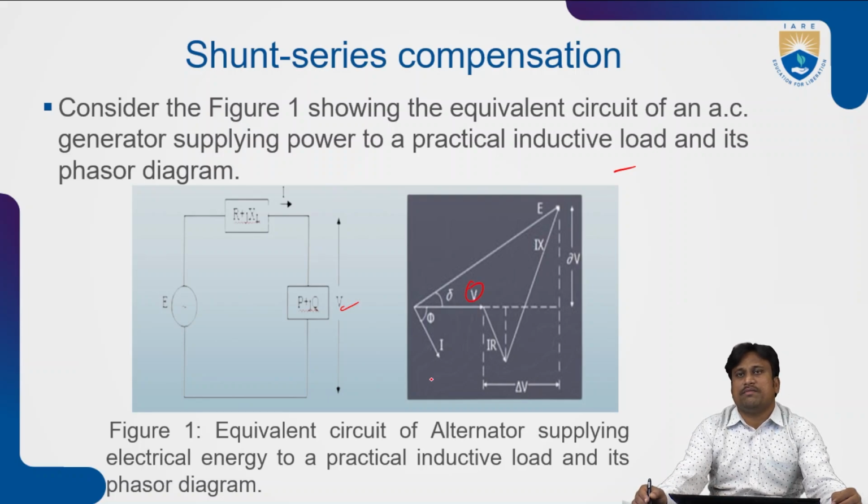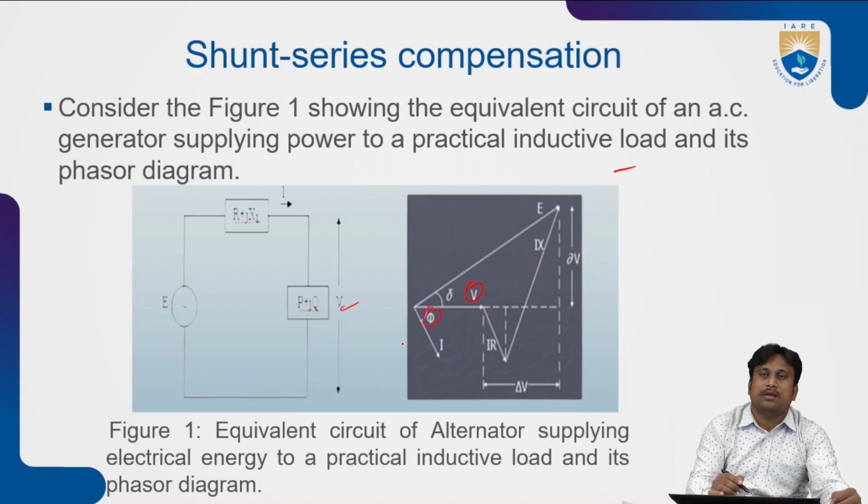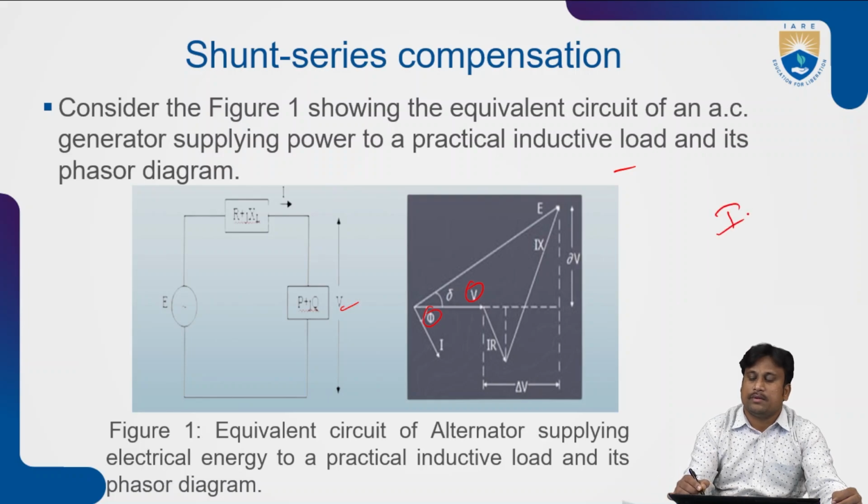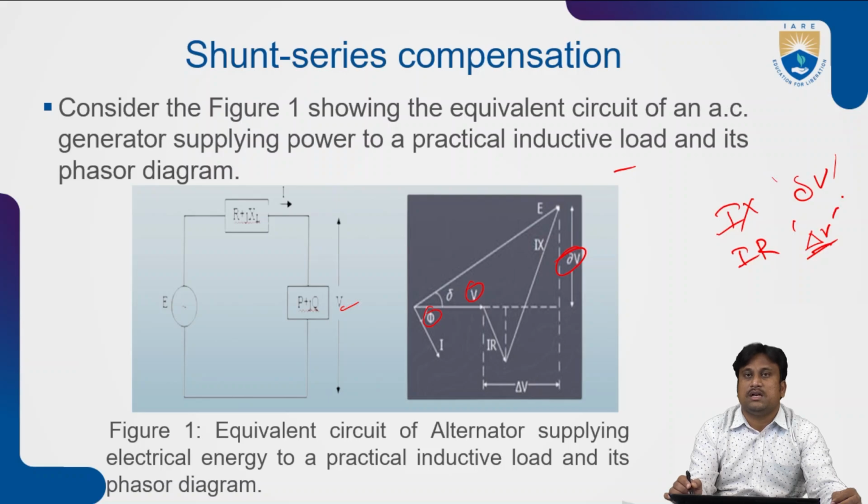With respect to this reference phasor, the current lags the voltage by an angle phi. The drops across R and X are IR and IX. The IX drop is represented by one component of delta V, and the IR drop by the other component of delta V. This delta is different from the other delta.